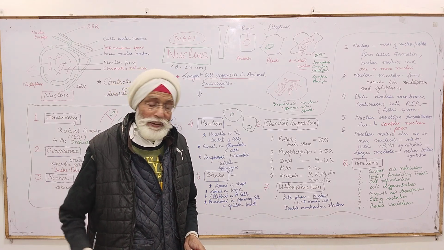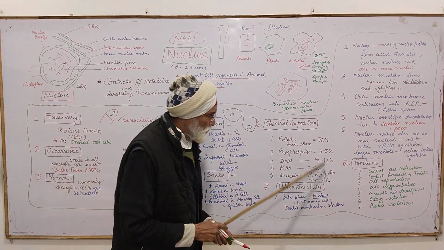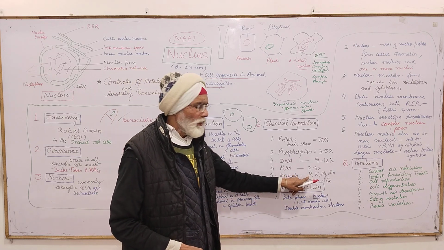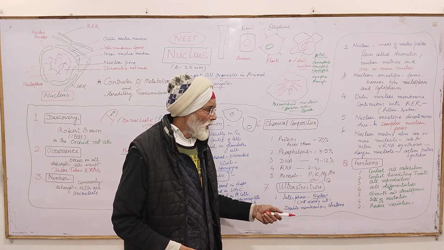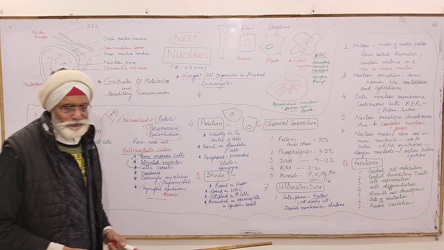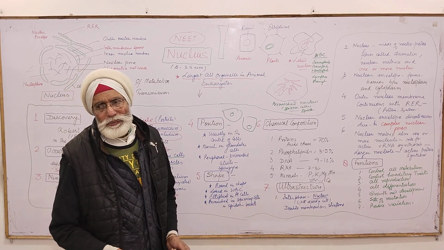Ultimately, they are synthesized inside the nucleus, so their concentration is 2 to 3%. Another very important mineral is phosphorus, and potassium, magnesium, manganese and sometimes calcium are also present there. Now the next one is the ultrastructure of the nucleus.